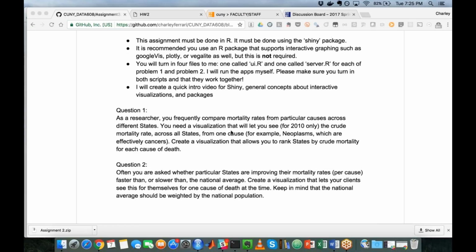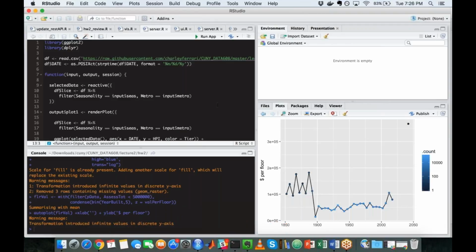So the two parts of a Shiny app correspond to the common framework of thinking about web apps. So looking at what's called the client side and the server side. In this case, looking at the UI, user interface, or the server.